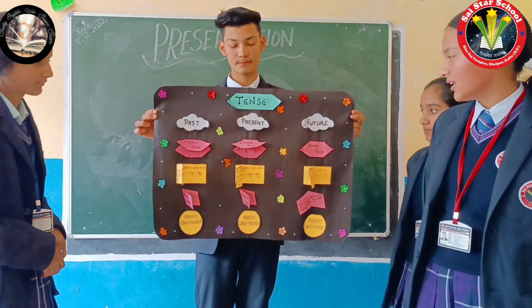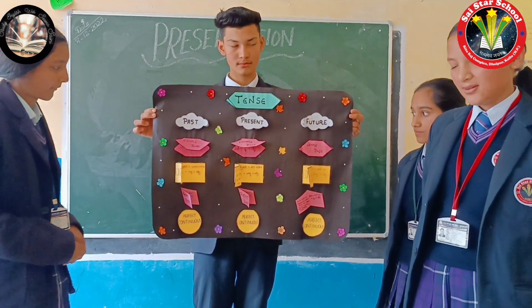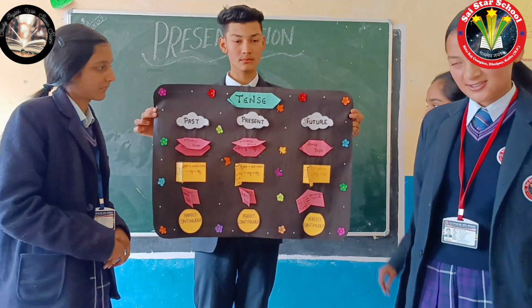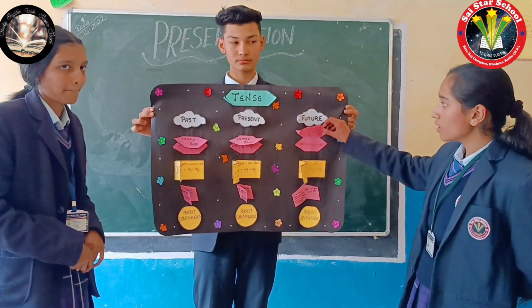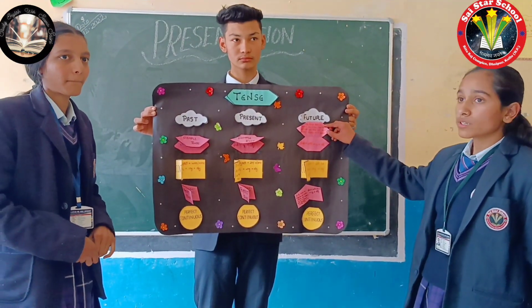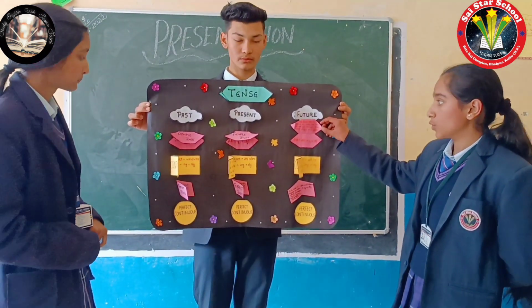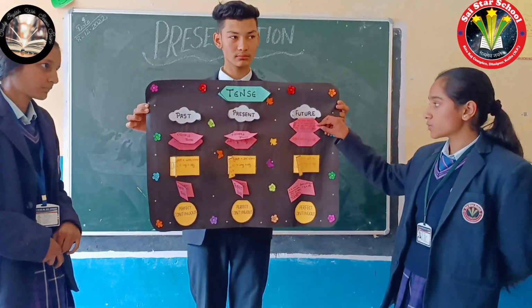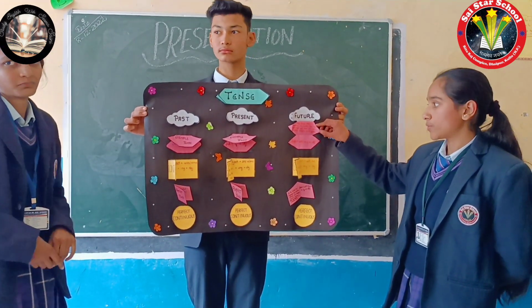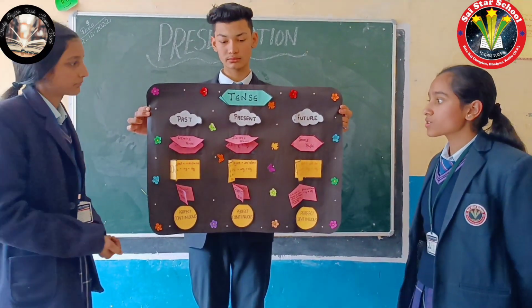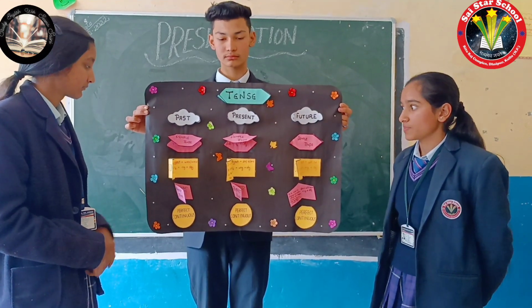Now, Ankita, can you tell what is the future simple tense? Yes. Future simple tense is used to tell us about the actions not happened yet that will happen in the future. The formula is subject plus will, plus verb first form plus object. So simple tense is over. Let's start the continuous tense.